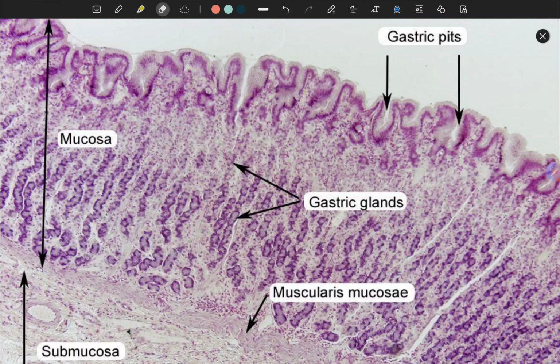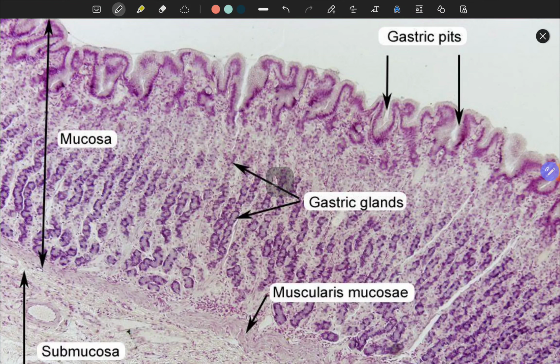Some glands are short, some glands are very long. They may occupy the full thickness of the mucosa. These are the glands. What are these thin strips between the glands? What do you think?